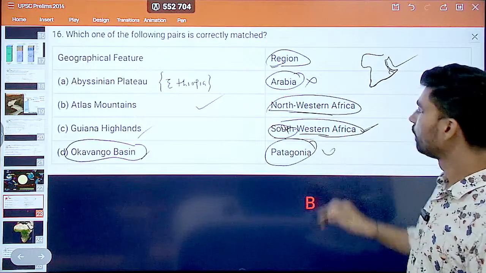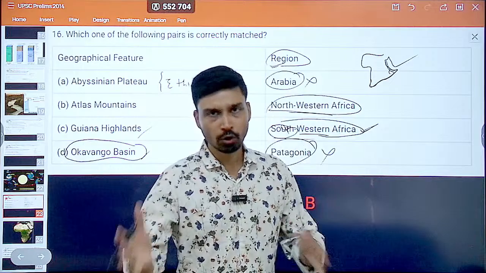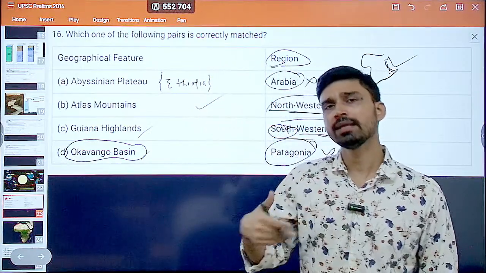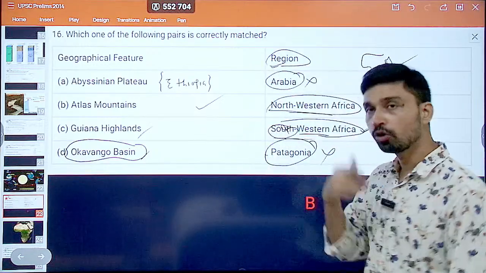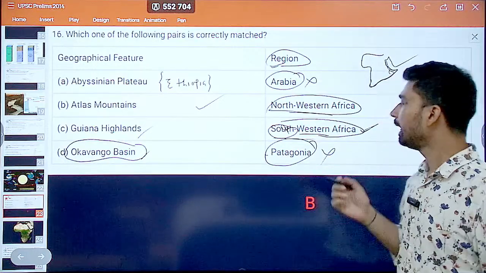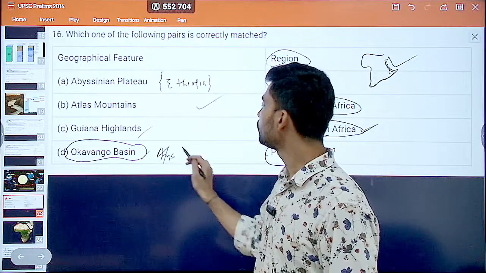That is incorrect. Patagonia is a desert which is situated in South America on the leeward side of what we can call the Andes mountain, that is on the eastern coast of South America. It is a rain-shadow desert. And Okavango Basin is again a river basin situated in Africa.